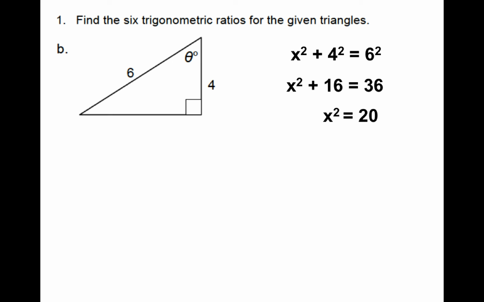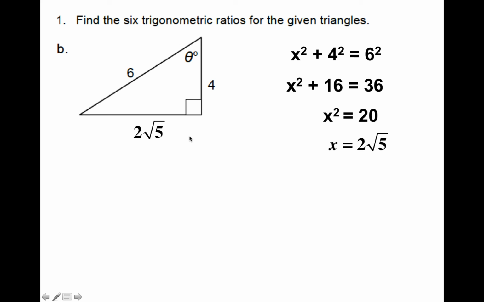We're going to square root both sides, but that means you have to factor tree the 20. So you're going to have 5 times 4, and 4 makes 2 times 2. You have a pair of 2s, so the 2 comes out, and the 5 is stuck inside. So our missing leg is 2 square root 5.